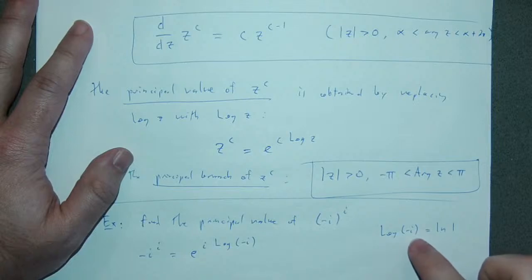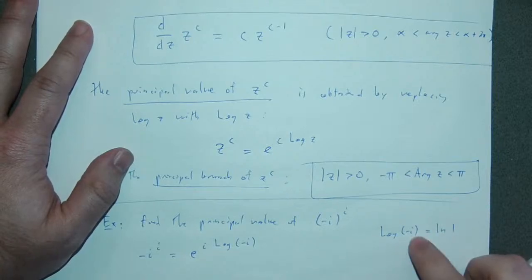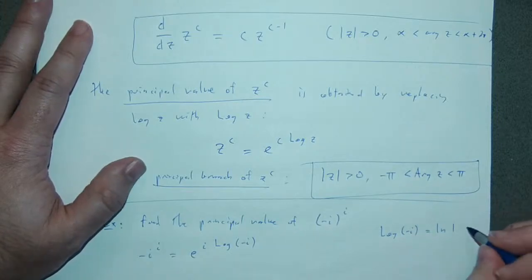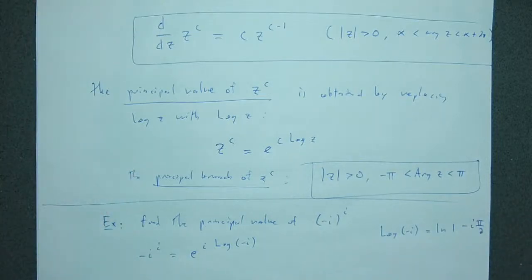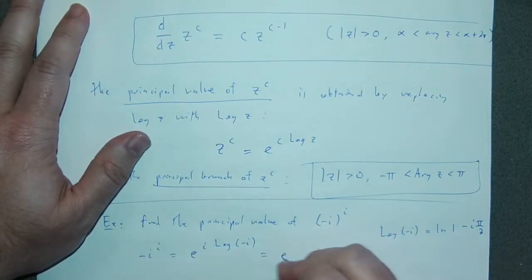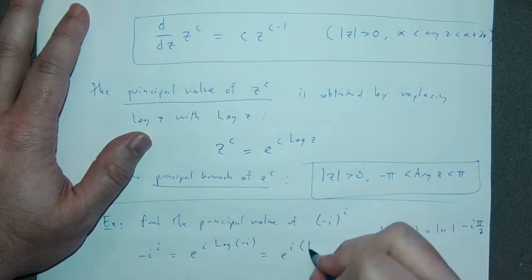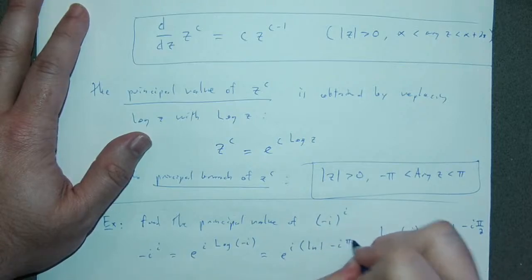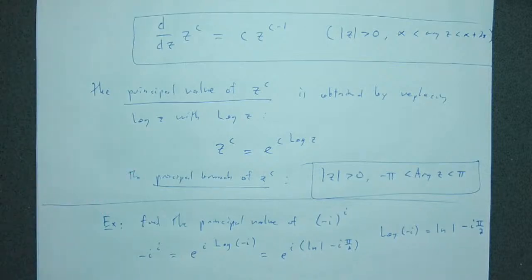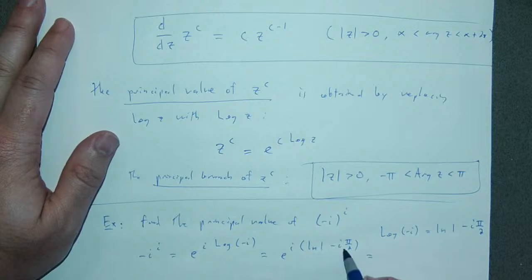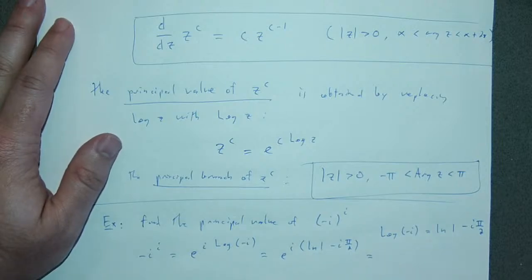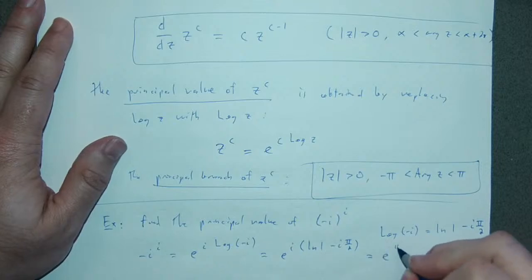Plus I times the principal argument here of minus I, which is minus pi over 2. Right, so this is minus I times pi over 2. All right, and so putting that here, this is e to the I times ln of 1, which is 0, minus I pi over 2. And so this is equal to, this is 0, and this is I times minus I pi over 2. So I times minus I is just 1. So this is e to the pi over 2.